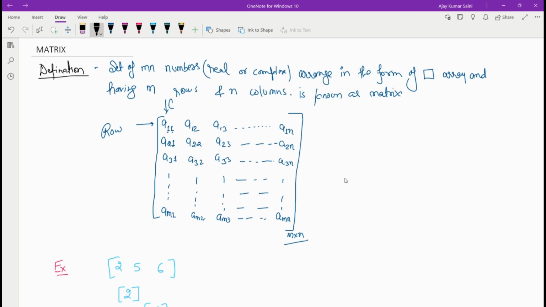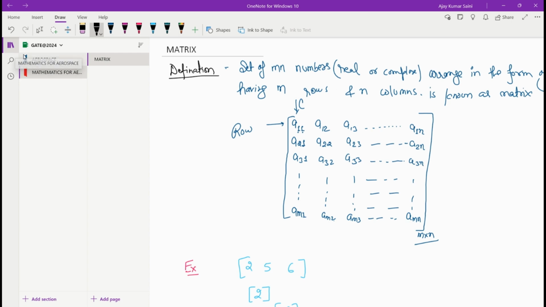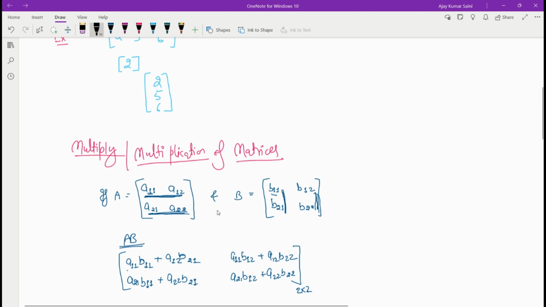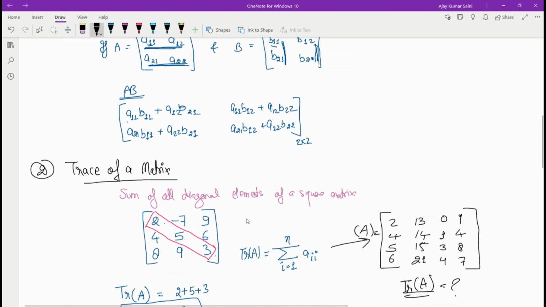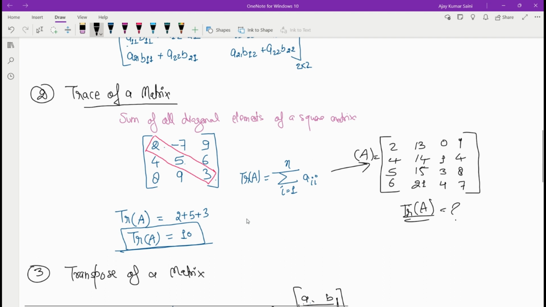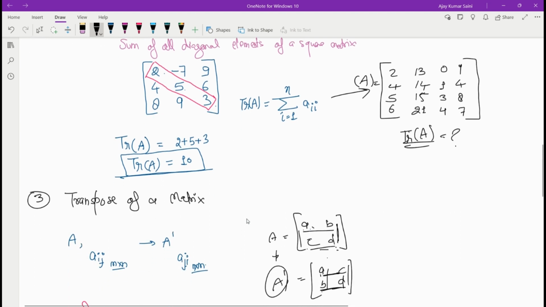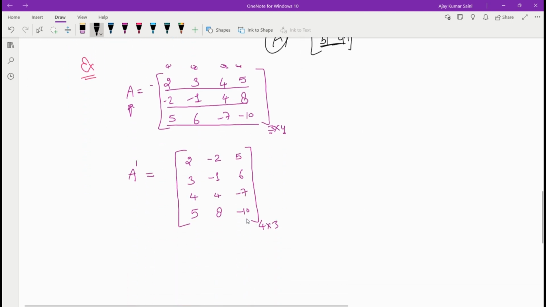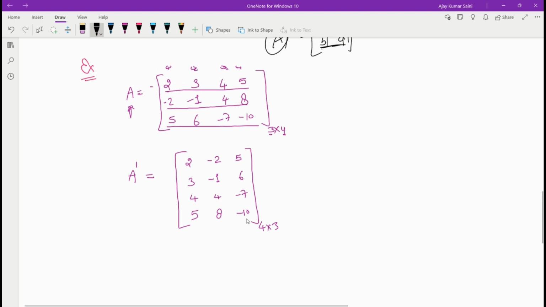Yesterday I described the matrix, which is a topic of mathematics. After that I described how to do this, and described the multiplication of the matrix. After that, the trace of the matrix, how we find the trace of any particular matrix, and also described how to find the transpose of a matrix. I also gave an example.